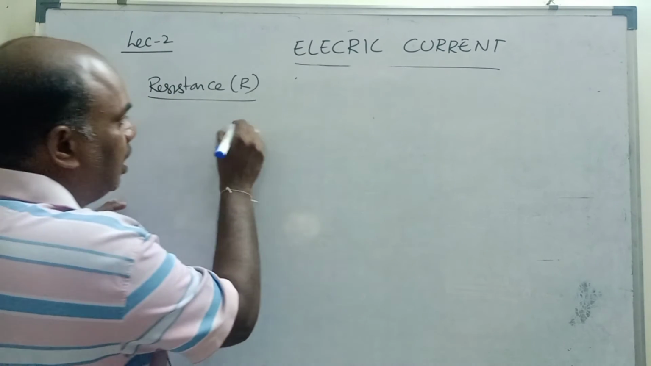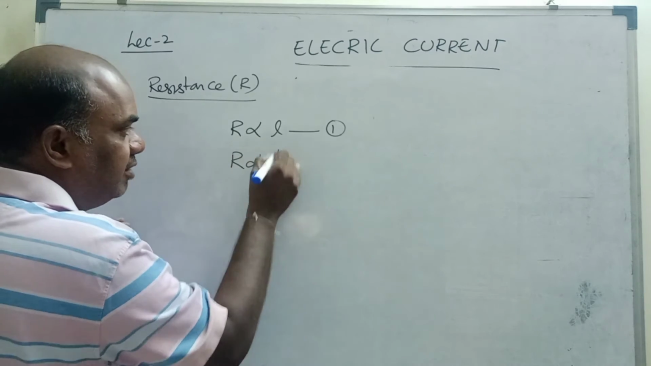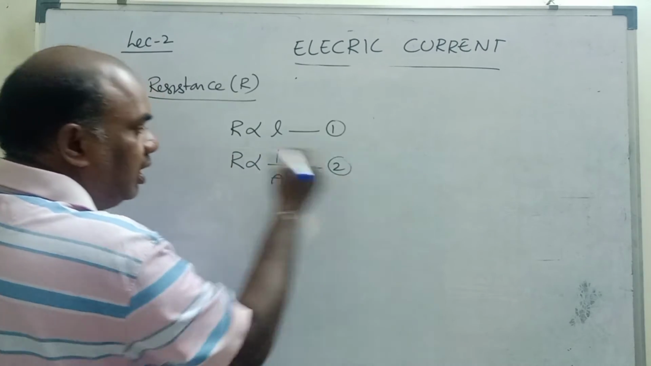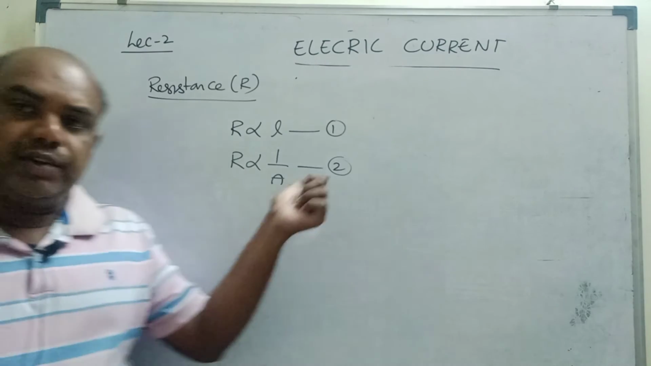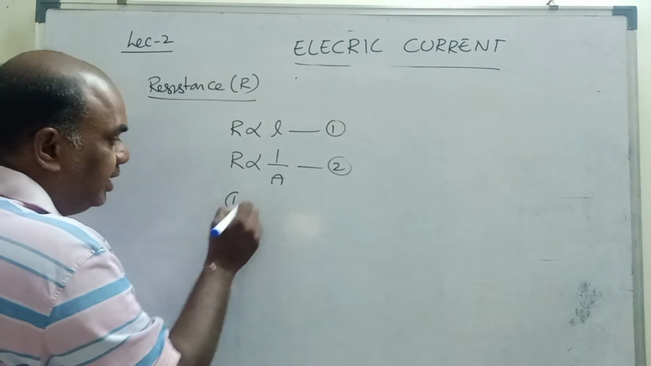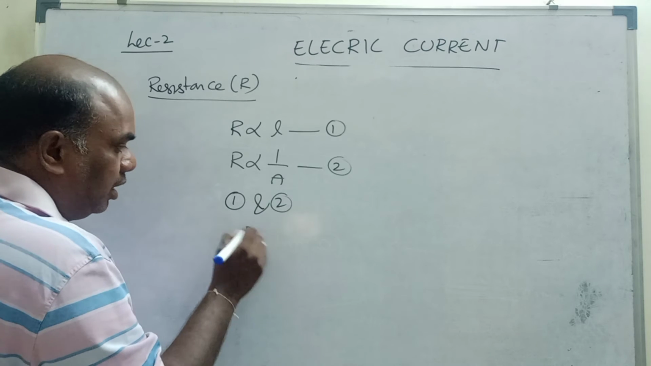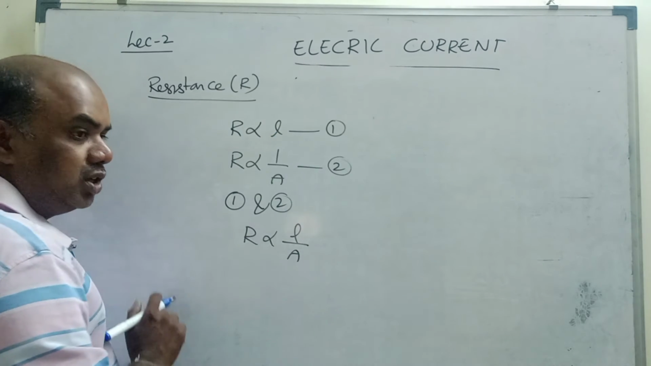See children, from the first law, resistance is directly proportional to length. Resistance is inversely proportional to area of cross section. If length increases, resistance increases. If area of cross section increases, resistance decreases. Now if you combine these two, what could we write? R is proportional to L by A: directly proportional to L, inversely proportional to area.